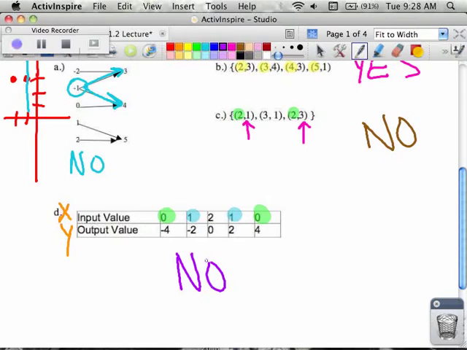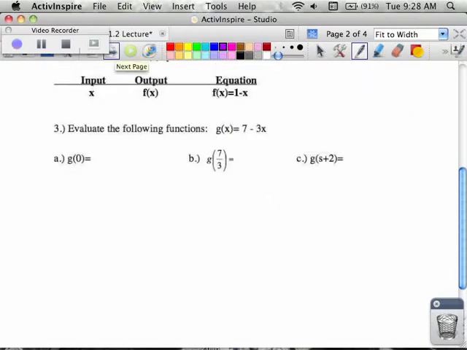Questions about any of those examples? 3 different ways to depict them: chart, table, set of ordered pairs. All right, hearing none, let's move on.